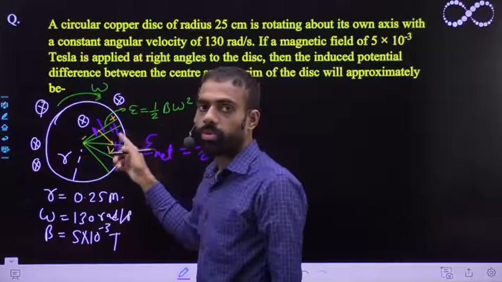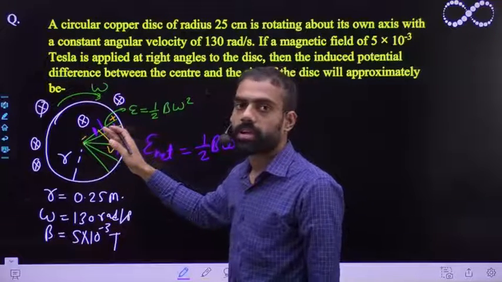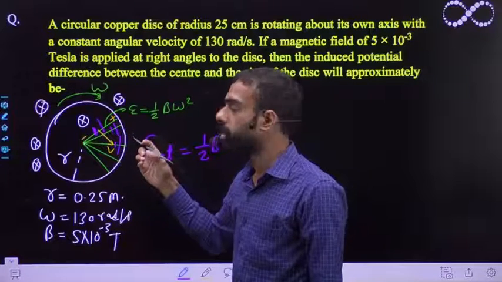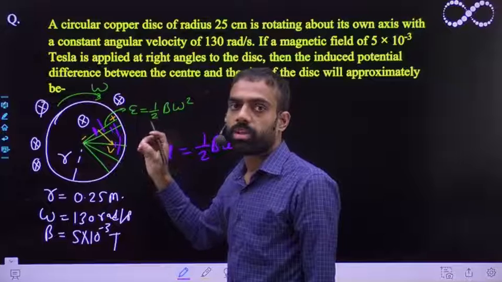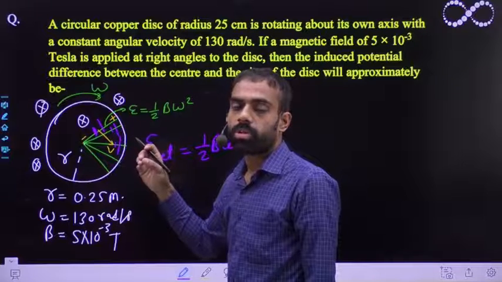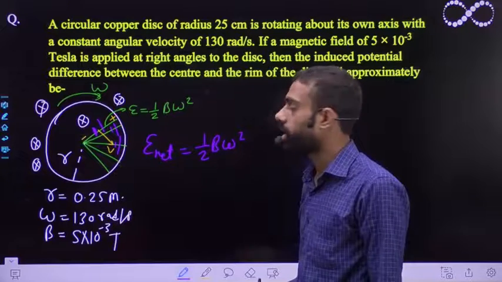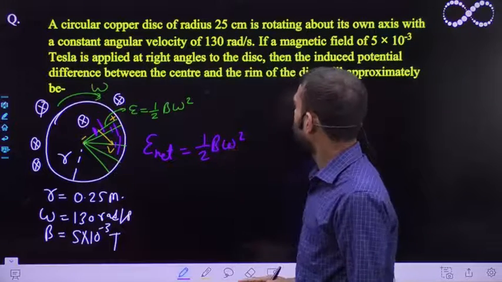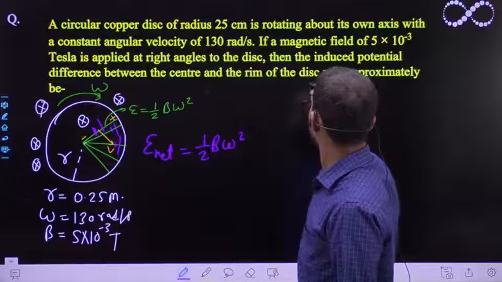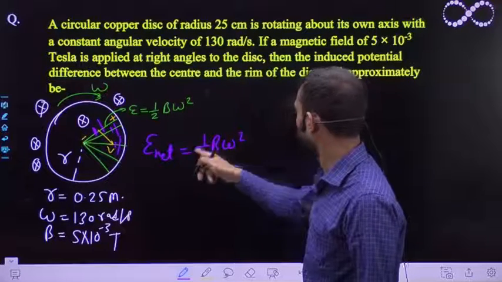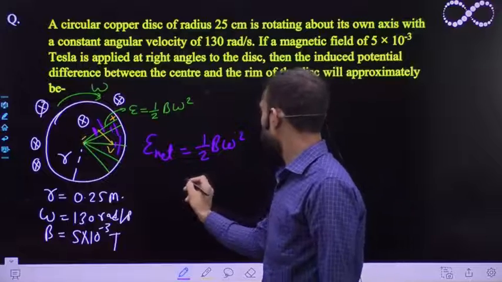By theory we know that whenever identical cells are connected in parallel, the resultant EMF is equal to the EMF of a single cell. So that is equal to 1 by 2 B omega L square. So EMF net is this. All I need to find is the induced EMF difference between the center and the rim, so I need to put in all the values here.